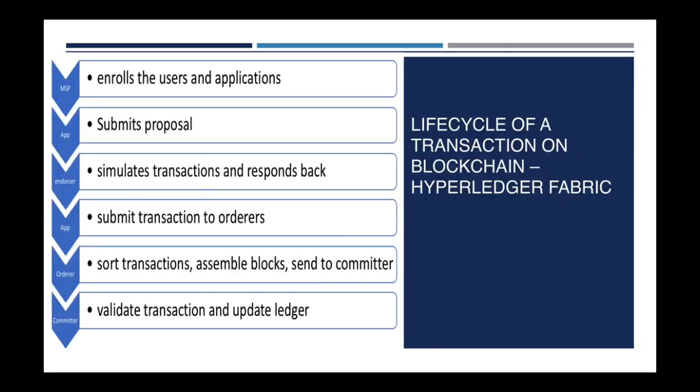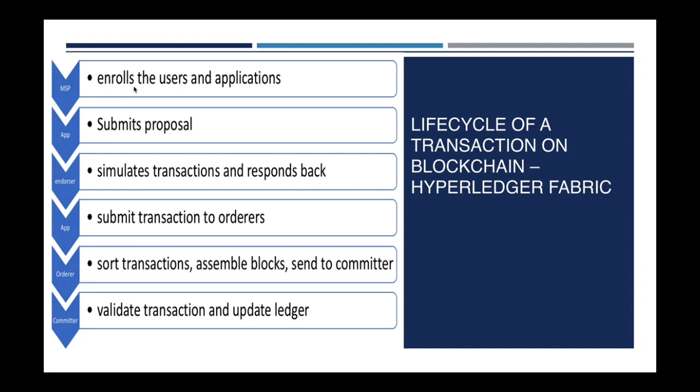So the life cycle of a transaction on blockchain differs from one framework to another framework. For example, life cycle of a transaction on Hyperledger Fabric will be different from life cycle of a transaction in Bitcoin. In this slide, let us understand the life cycle of a transaction on Hyperledger Fabric.